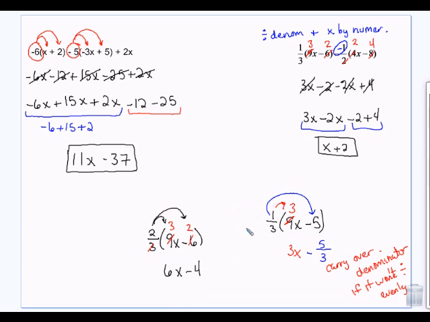Okay, so we're dividing by denominators and we're multiplying by numerators. And if the whole number doesn't divide, you just carry it. You just leave it there. It just hangs out. Questions so far?